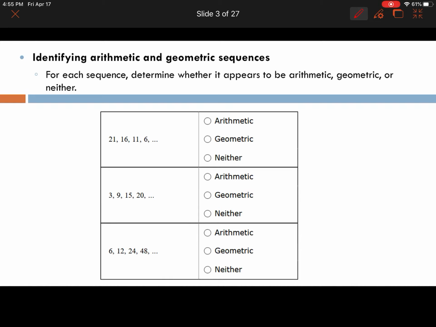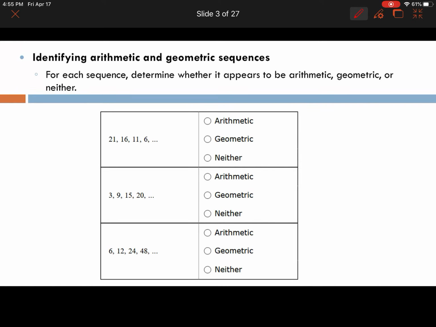All right, so I want you to look at these 3 problems. They're on your paper. And determine in each case whether they're arithmetic, geometric, or neither. So pause the video and go do that. Come back and we'll talk about them.